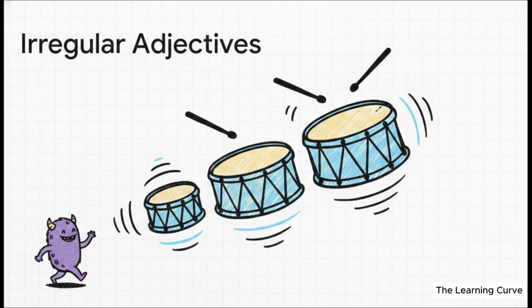Good goes to better for two, and best for three or more. Bad transforms to worse, then to worst. And far expands to farther or further and reaches its peak at farthest or furthest. Let's hear it. Good, better, best. Bad, worse, worst. Far, farther, farthest. Lock that rhythm right into your mind and you've totally conquered the rule breakers.